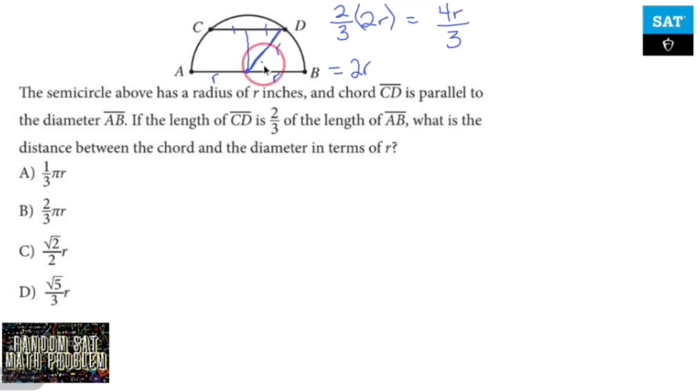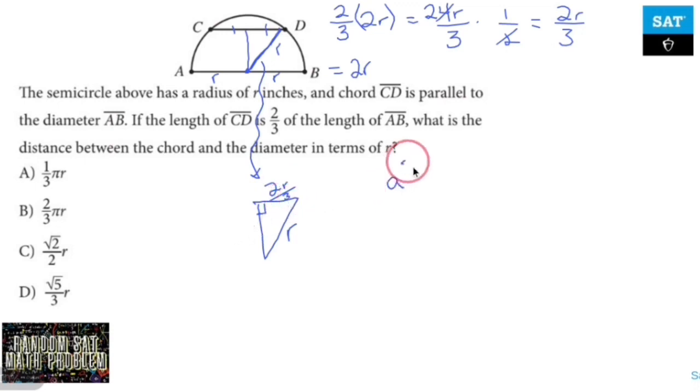What I'm going to do is make my own right triangle, where what I know so far is that this is r. This side is half of 4r over 3. If I multiply that by a half, I get 2r over 3. So let's write that out: 2r over 3. That's very sloppy.